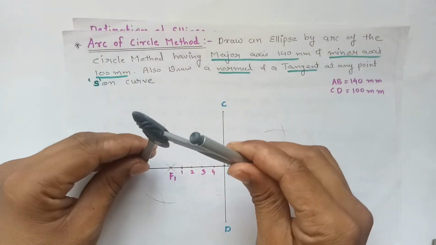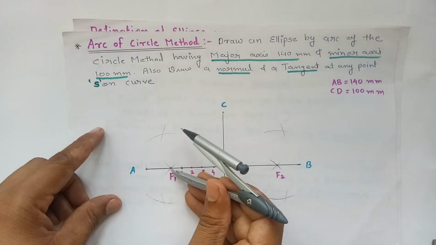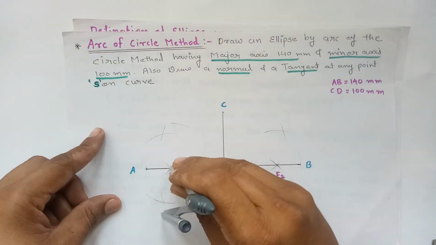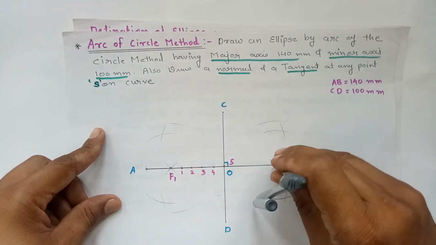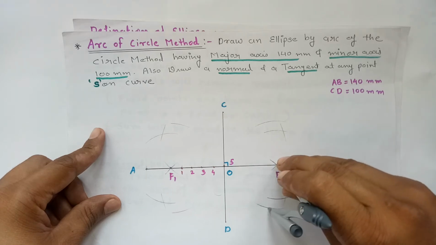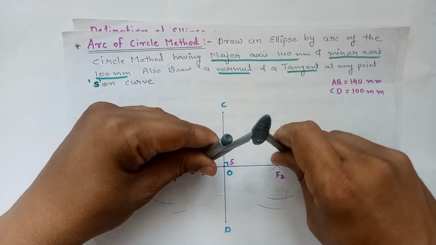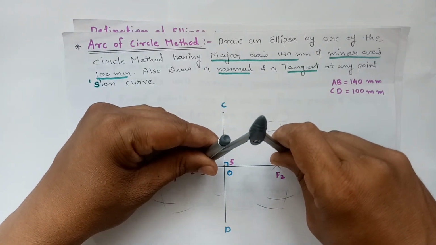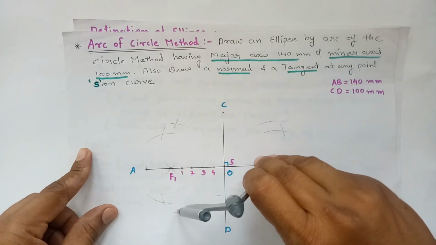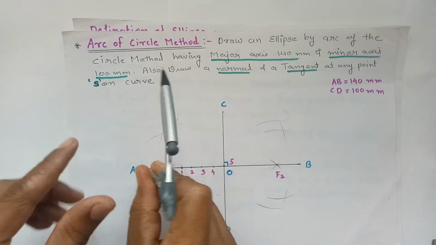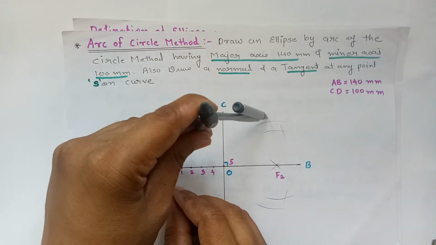Now, in the same way, measure the distance of A to 2 on the rounder, and give arcs on both sides of the major axis. Make sure that we give the arcs from the focus points. Then measure point 2 from B, and give an arc from focus point F2, and from F1, and mark the intersection points.